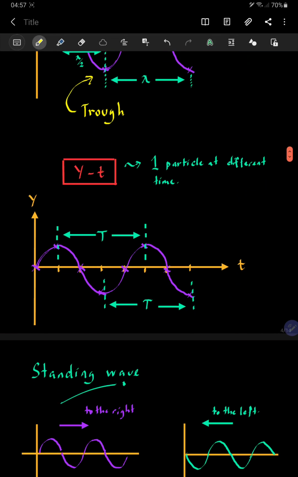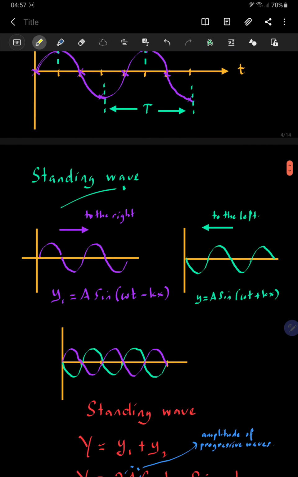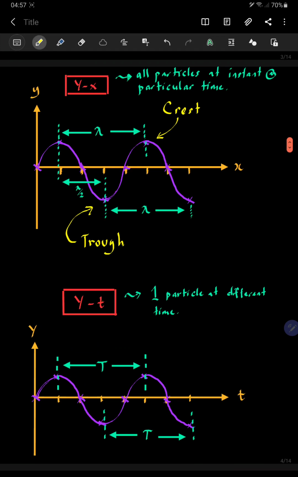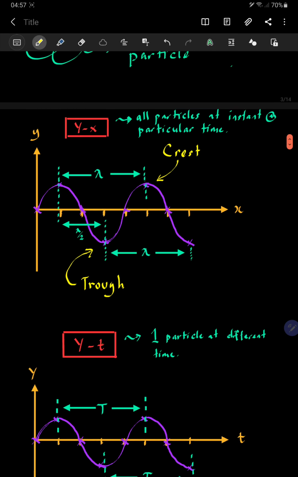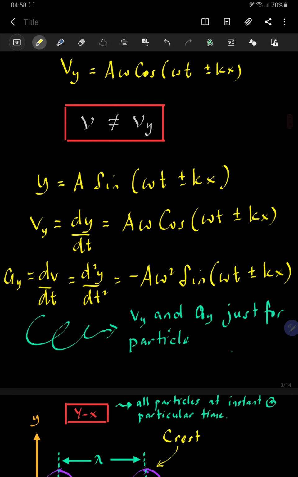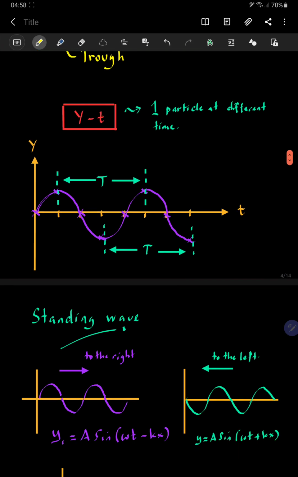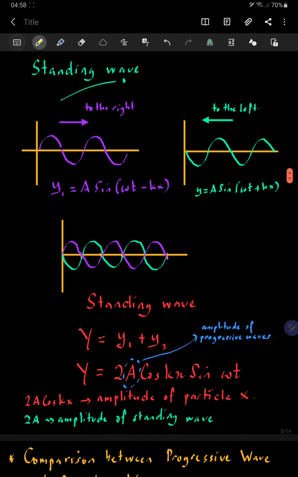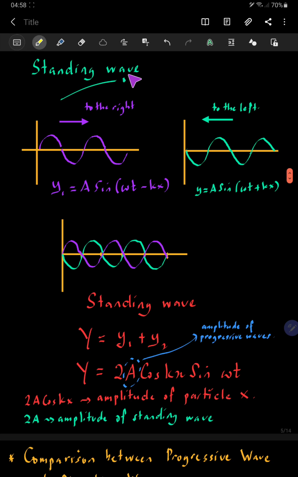Alright, let's discuss the standing wave. Before this we discussed the progressive wave, where the wave propagates, either to the left or to the right, so we were discussing the energy transfer by the wave. Now let's discuss the standing wave. How do we get the standing wave? There must be two equal waves which propagate in opposite directions.